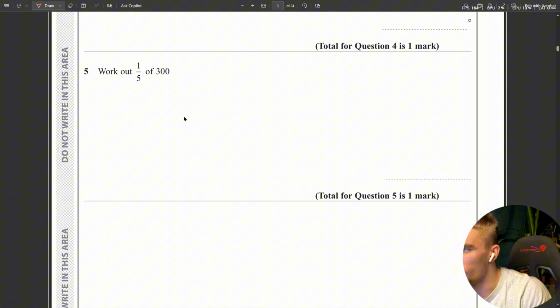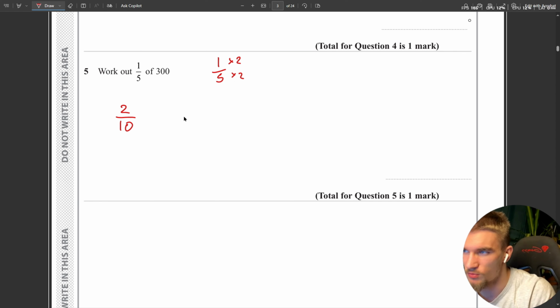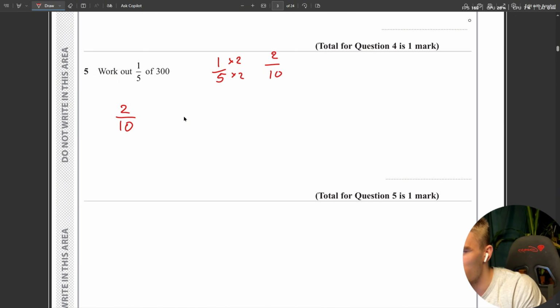Work out 1 over 5 of 300. 1/5 of 300. So 1/5 is the same as 2 tenths, right? How do I know that? Because 1 over 5, if I just times both of these by 2, so I'm maintaining the same proportion, it would give me 2 out of 10, right? And that just makes it easier for me to really understand what's going on here, right? So I'm looking for 2 tenths of this.